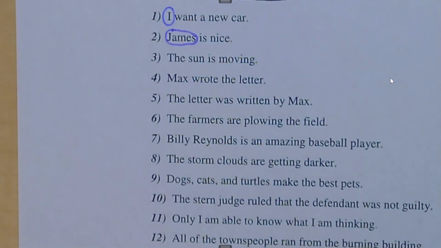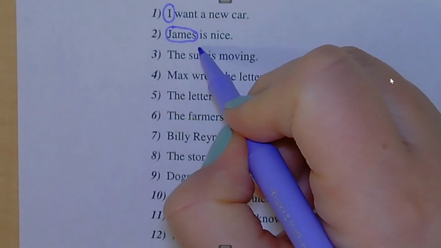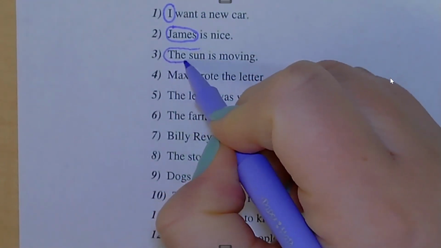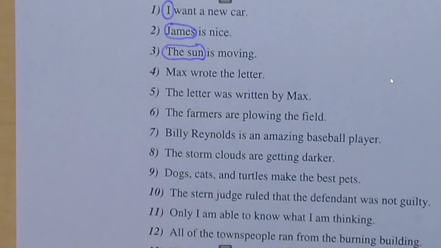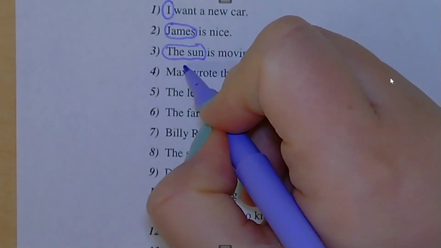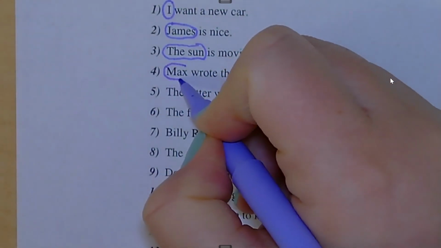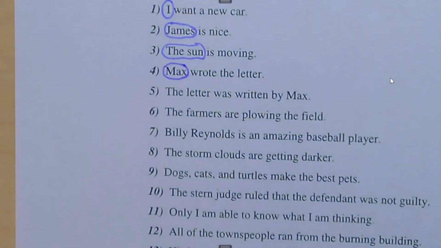The sun is moving. Who or what is moving? The sun. The sun is the subject of this sentence. The sun is what this sentence is about. Max wrote the letter. Who or what wrote the letter? Max. So Max is the subject of this sentence. He is who the sentence is about.